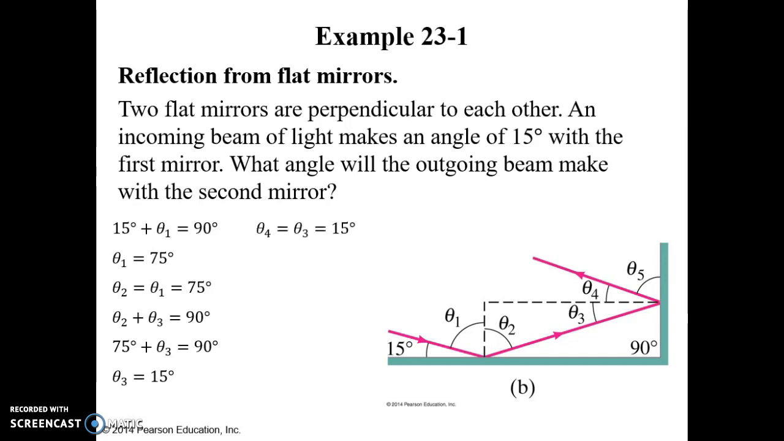And again, according to the law of reflection, theta 4 must equal theta 3, which is 15 degrees. And we know that theta 4 plus theta 5 equals 90 degrees, with theta 4 equaling 15 degrees, so theta 5 equals 75 degrees. So the outgoing beam makes an angle of 75 degrees with the second mirror.